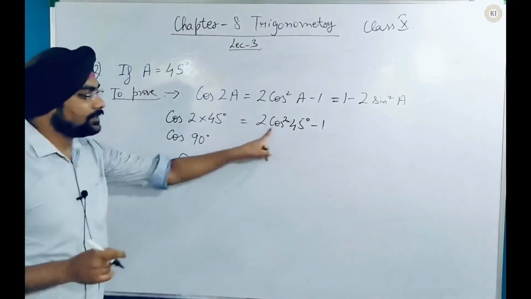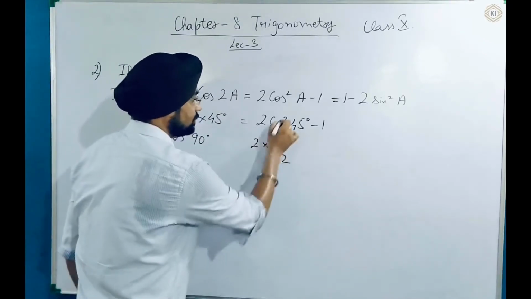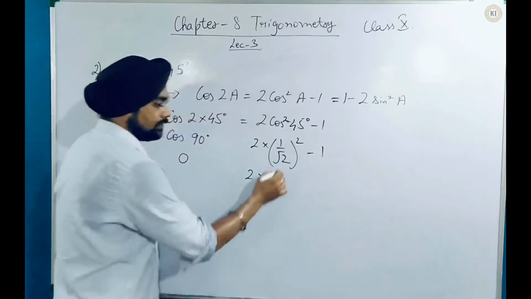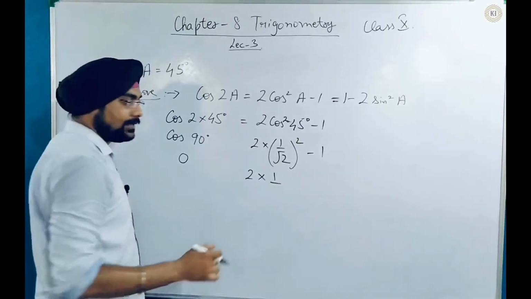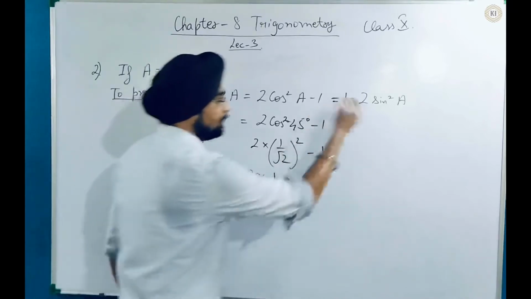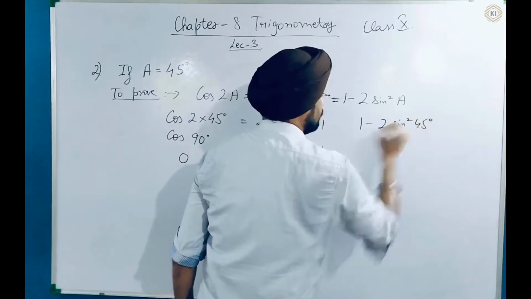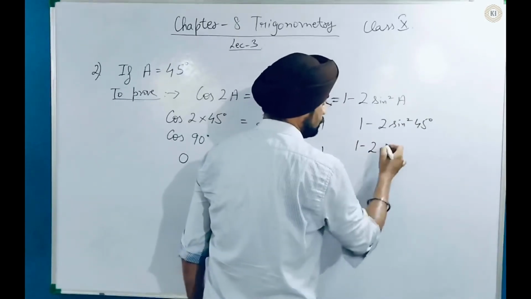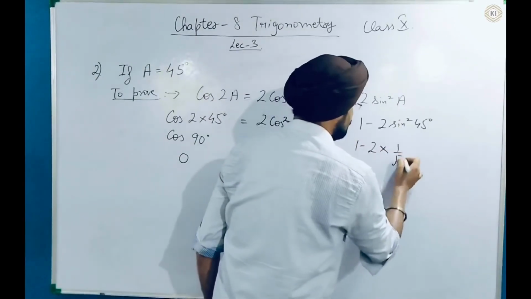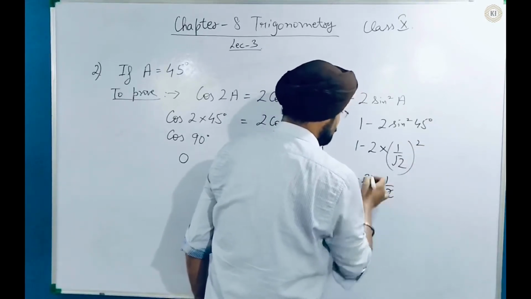So value of cos 45 is 1 by root 2. So 2 into 1 by root 2 whole square, we will do the square of this, minus 1. So 2 into, when we do the square of any square root value, it is 1 upon 2, minus 1. 1 minus 1 is 0. Now solve the last part, 1 minus 2 sine square 45 degree. So 1 minus 2, value of sine 45 is again 1 by root 2, so we put here into 1 upon root 2 whole square. So 1 minus 2 into 1 by 2, 1 minus 1 is 0.